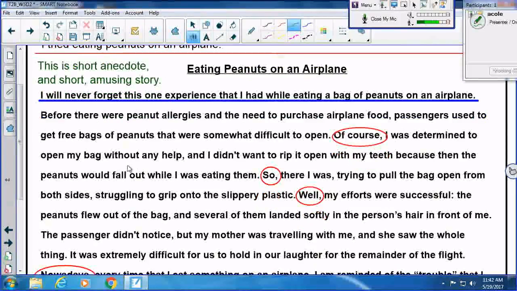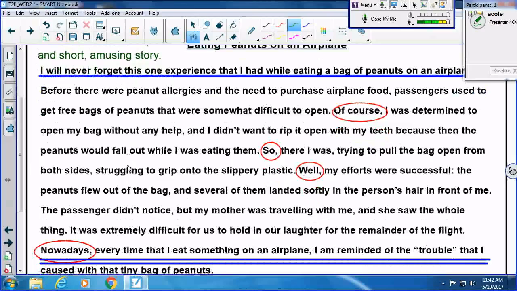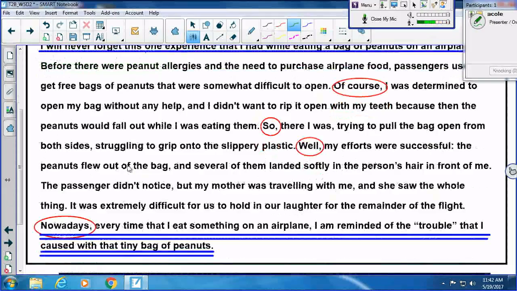Of course, I was determined to open my bag without any help, and I didn't want to rip it open with my teeth because then the peanuts would fall out while I was eating them. So there I was, trying to pull the bag open from both sides, struggling to grip onto the slippery plastic. Well, my efforts were successful. The peanuts flew out of the bag and several of them landed softly in the person's hair in front of me. The passenger didn't notice, but my mother was traveling with me, and she saw the whole thing. It was extremely difficult for us to hold in our laughter for the remainder of the flight. Nowadays, every time that I eat something on an airplane, I am reminded of the trouble that I caused with that tiny bag of peanuts.